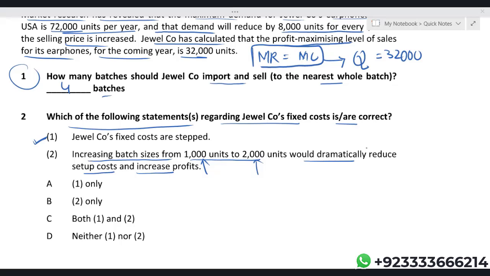This second statement is also true. Why is it true? Please try to understand. What is the reasoning behind that? The batch size has to be 1,000 units, because after each production run, you have to bear the setup cost. So why can't we increase the batch size? If we can increase the batch size, then obviously management will focus on how to reduce the setup cost. So if the batch size increases, definitely the setup cost will reduce. When the setup cost reduces, definitely profit will increase. So logically, both the statements are correct.